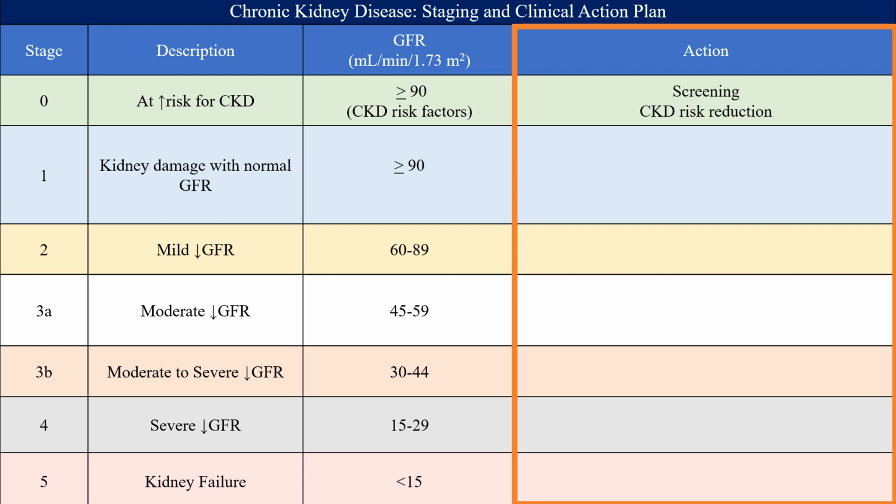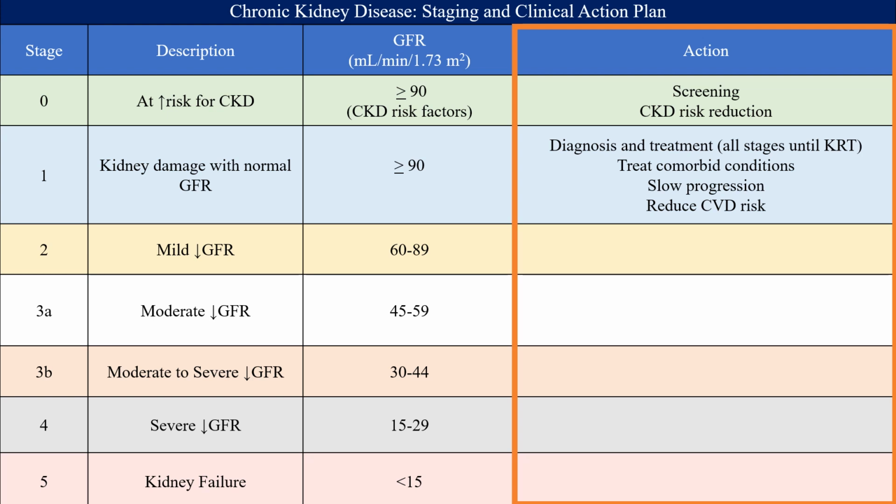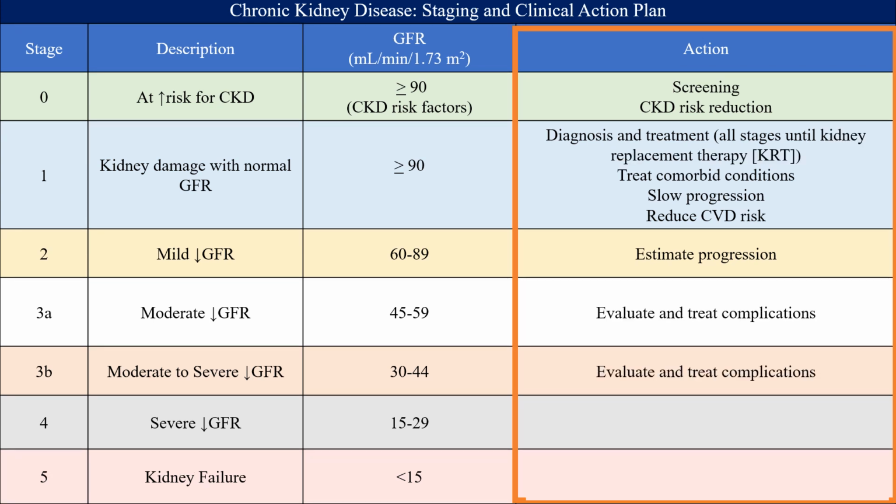For patients at increased CKD risk, early screening for CKD and CKD risk reduction, such as blood pressure control and/or control of blood glucose in patients with diabetes mellitus, are indicated. For all CKD stages, we need to treat comorbid conditions, work on slowing CKD progression, and reduce cardiovascular risk factors. At earlier stages of CKD, we can evaluate and treat all factors that may contribute to rapid CKD progression. At stages 3A and 3B, we can assess and treat complications associated with CKD.